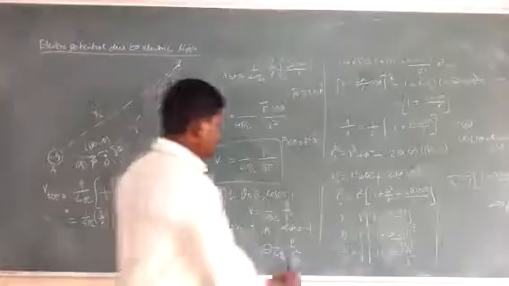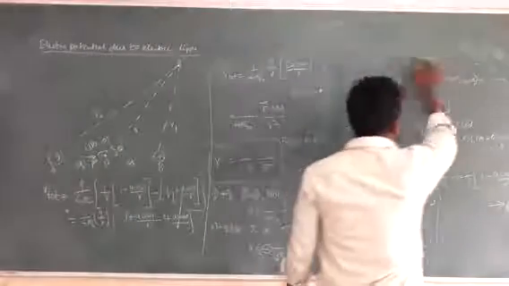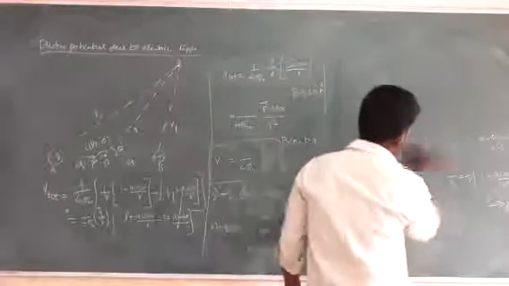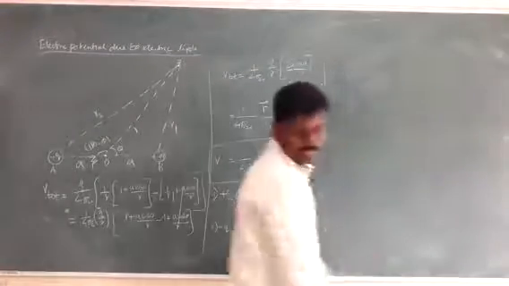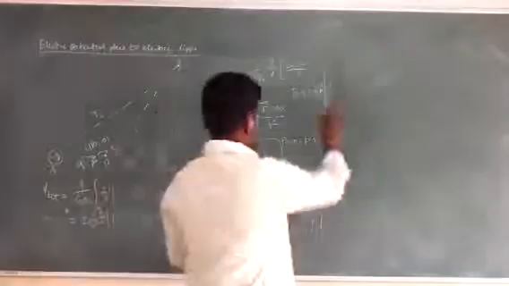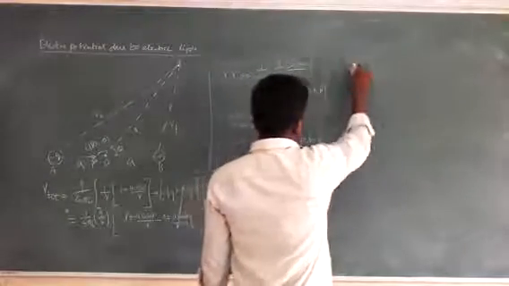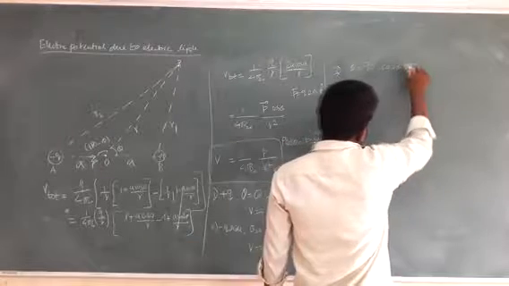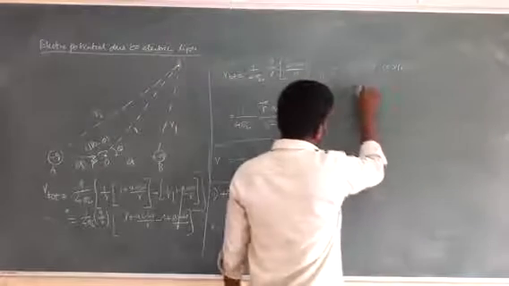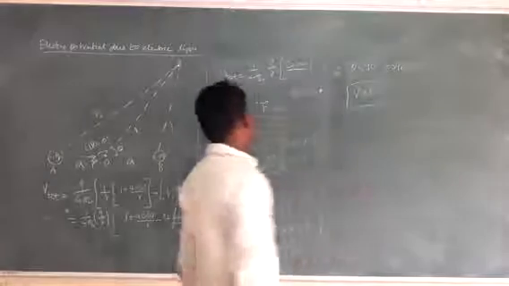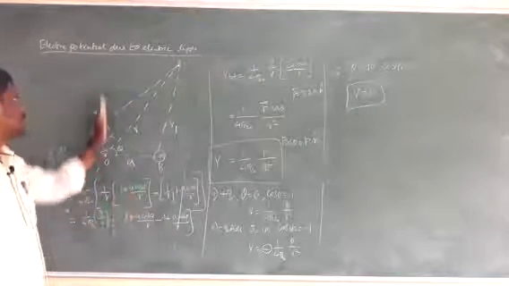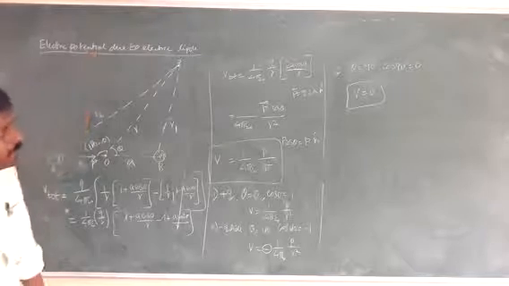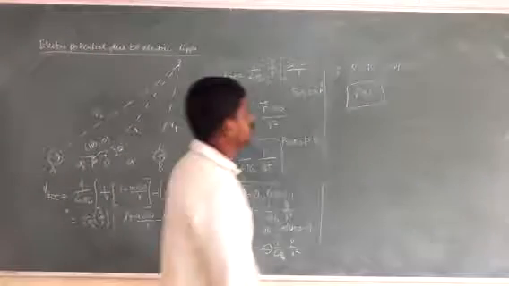Then if the point P is at exactly 90 degrees, so the angle is 90 degrees. That is the special case: if theta is equal to 90 degrees, cos 90 is 0. So potential V is equal to 0. If the point P is exactly above the midpoint O, it makes an angle theta. So cos 90 is equal to 0.